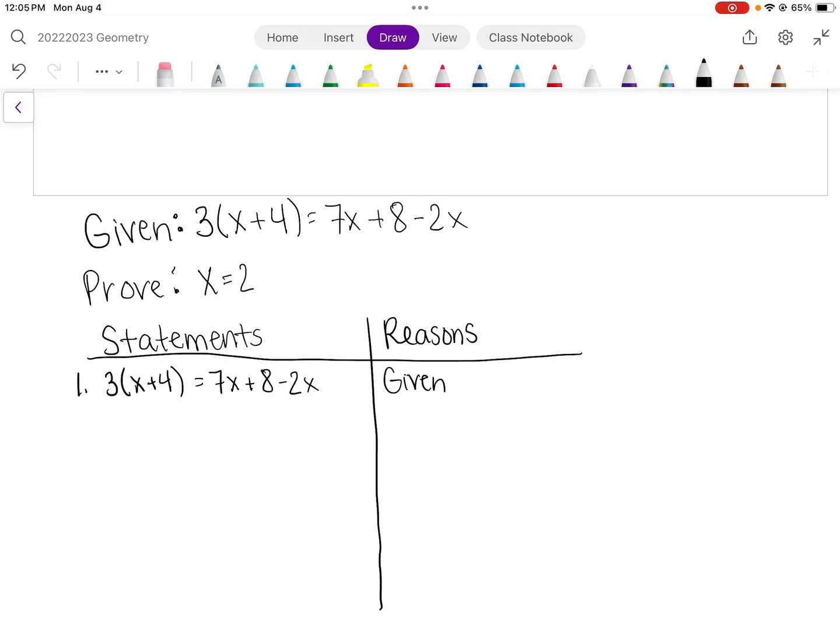In a proof, you have to break everything down 1 step at a time. So let's just do the distributive property first. If I distribute this, I have 3 times x, and then I'm also going to have 3 times 4, which is 12. It's tempting to go ahead and combine another step and combine my like terms, but we have to wait. So we have to give a reason for each little step. So this one I just use distributive property.